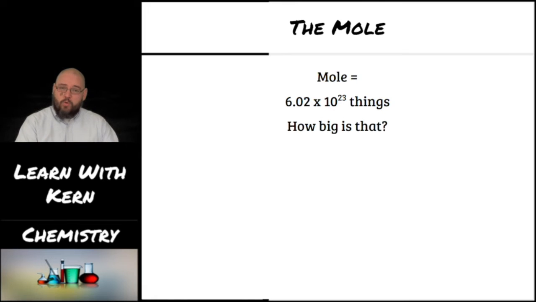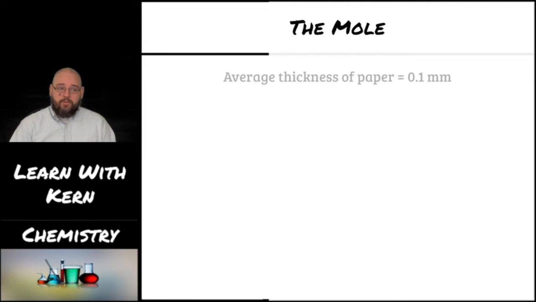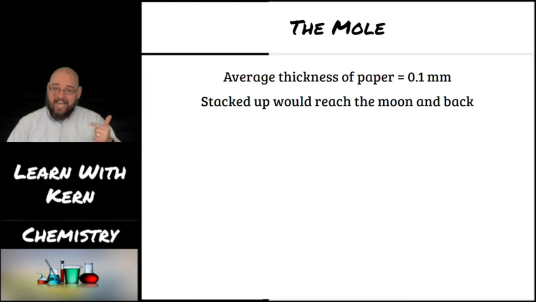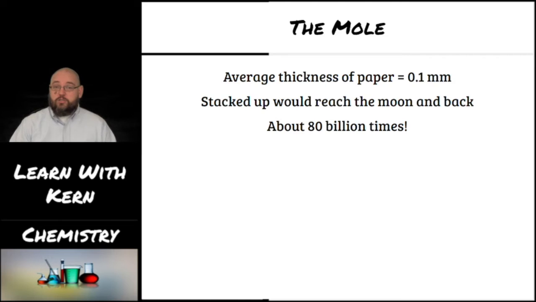So before we get more into it, let's talk about how big that actually is. How big is a mole? Well, the average thickness of a piece of paper is 0.1 millimeters. That's a tenth of a millimeter. If I were to take a mole of sheets of paper and stack them up, that stack would reach the moon and back 80 billion times. Billion with a B. 80 billion times, there and back. That should give you an idea of how huge that number of 602 hexillion is.